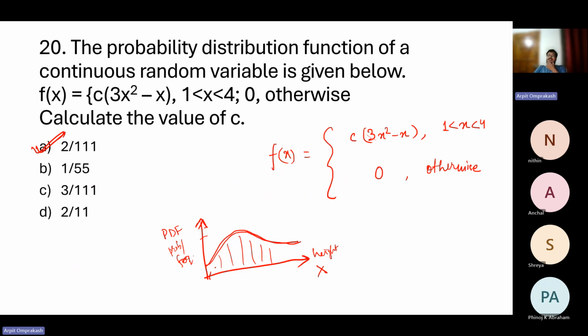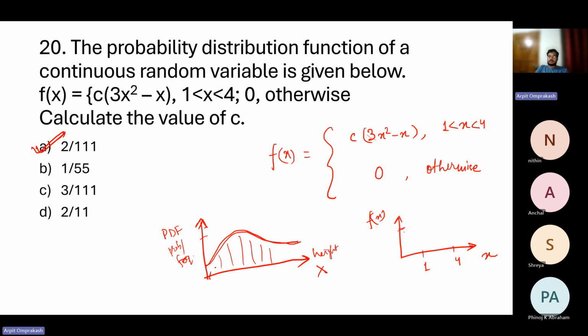So it says that the probability distribution function takes this form when x is between 1 and 4. Otherwise, it is 0. So if we plot this, and we have x here, and we have f of x here, between 1 and 4, we basically have a curve which is 3x squared minus x.